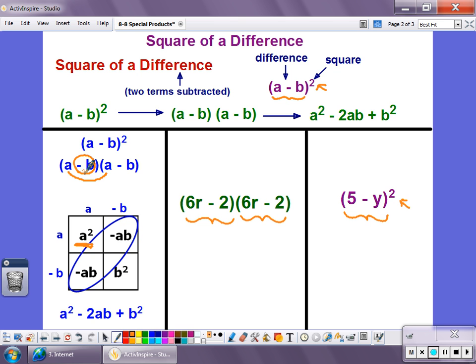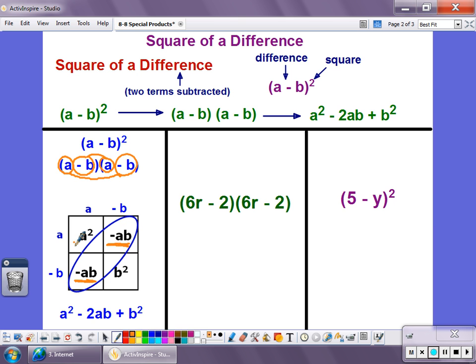I'm also going to have negative b times negative b, which will give me b squared. So that part of the formula is exactly the same. I have an a squared and a b squared. The middle is what becomes different. If I do a times negative b, that gives me this negative ab. And if I do negative b times a, that gives me this negative ab.